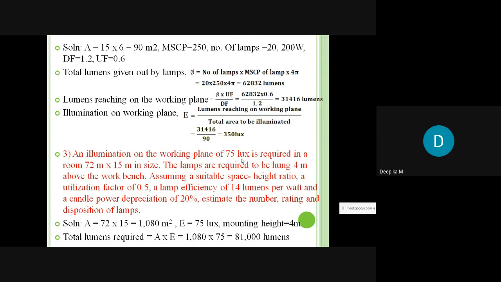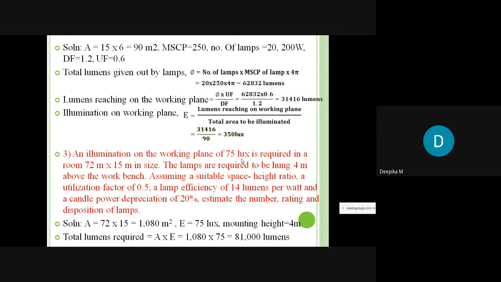So here they have given many data. First of all, we can calculate the area, which is nothing but length into width, which is nothing but 1080 meters square. And illumination they have given. So illumination will be represented by the letter E, which is nothing but 75 lux. Next, the lamps are required to be hung 4 meters above the workplane. This is nothing but what? It is the mounting height. So therefore, mounting height or H is nothing but 4 meters.